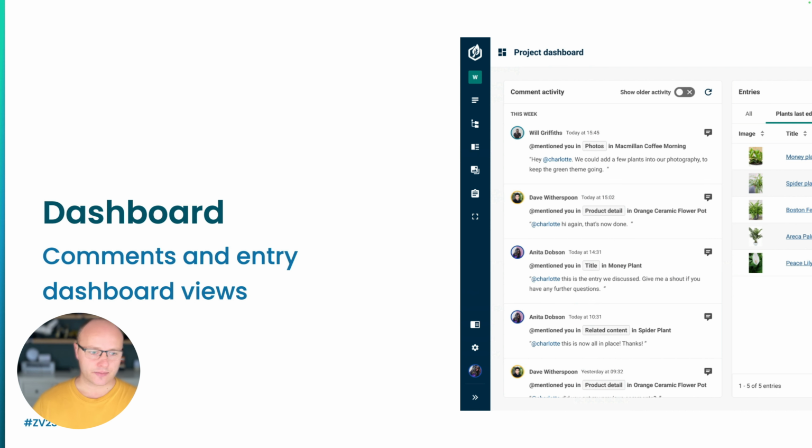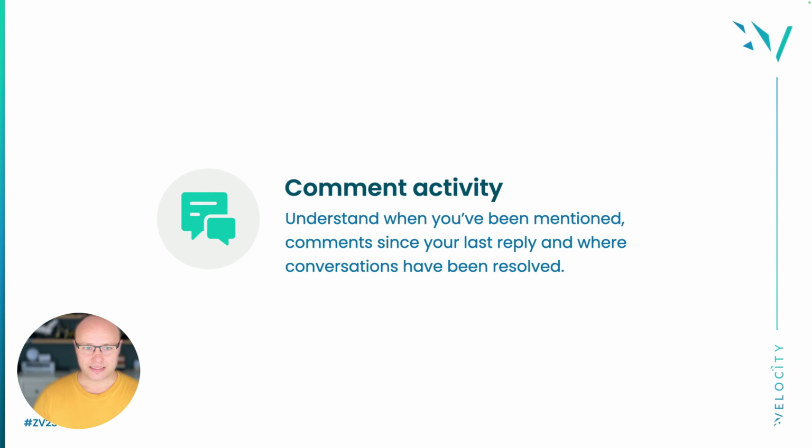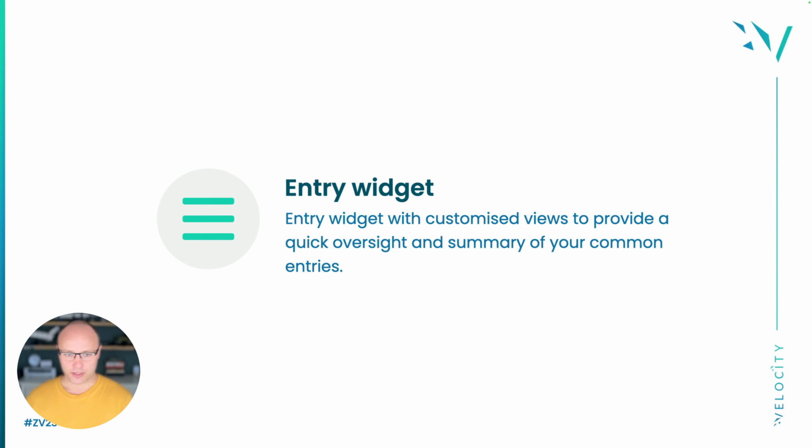So the dashboard is coming in Contensis 16, and it's made up of a comment activity widget on the left-hand side, so you can understand when you've been mentioned in a comment and see replies to conversations that you've been part of. And there's an entry widget giving you the ability to create customized views and give you quick oversight of your content. I'll shortly touch on those features.